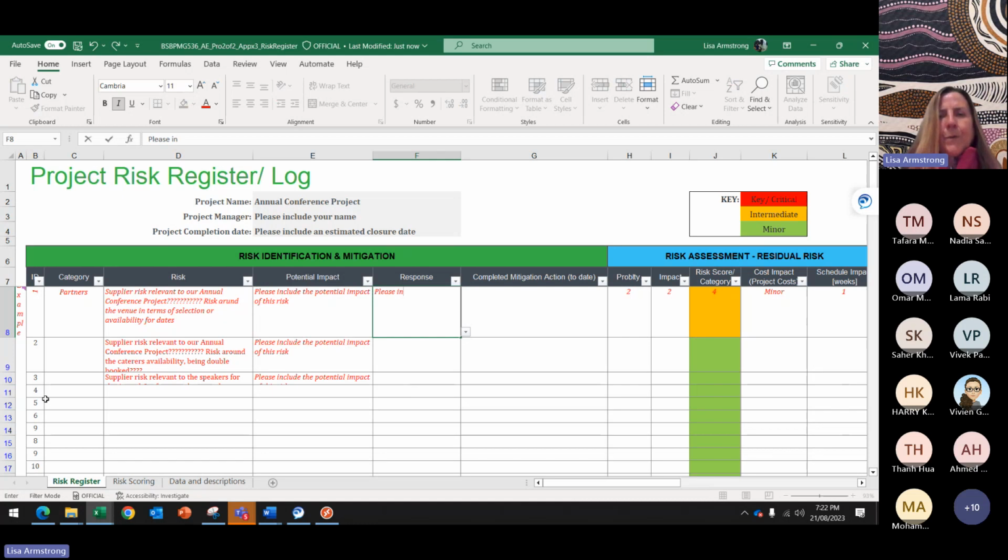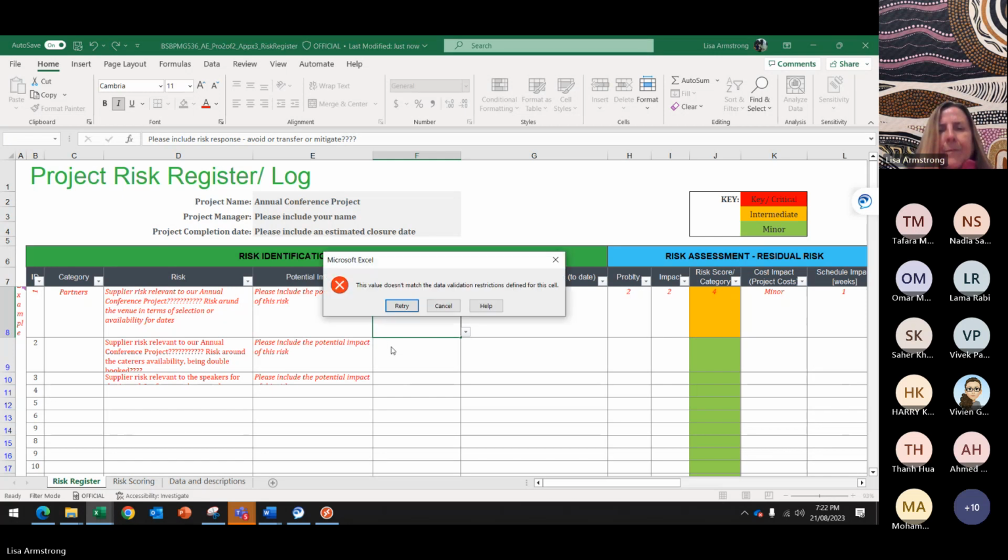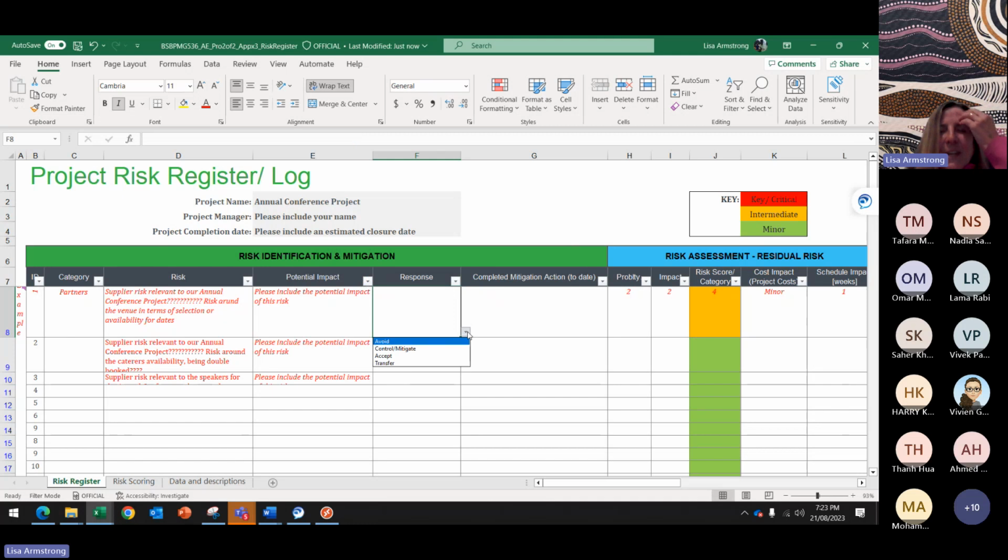These include risk response, which is avoid, transfer, mitigate. Oh no, because it's a drop down, isn't it? You have to actually pick. So you just pick out whichever one you feel is appropriate. And then completed action.